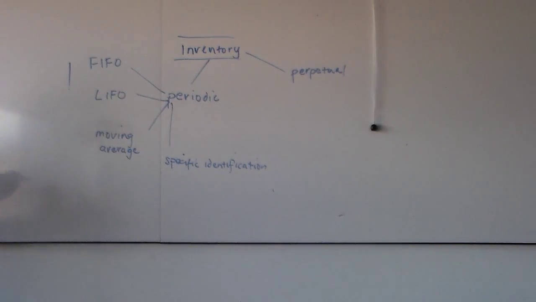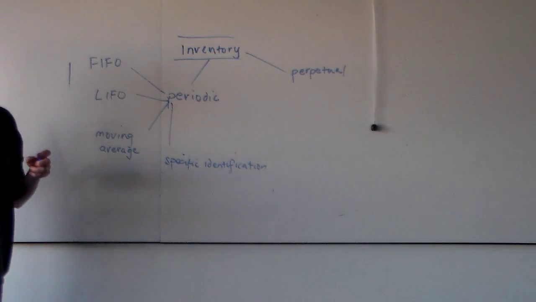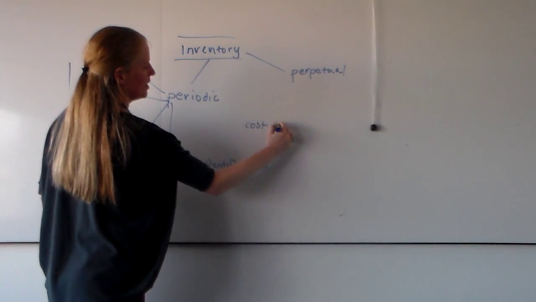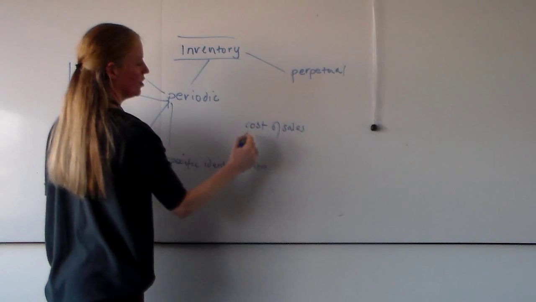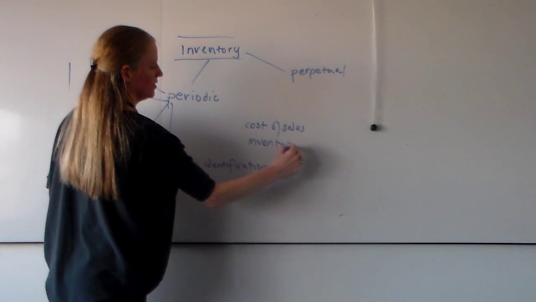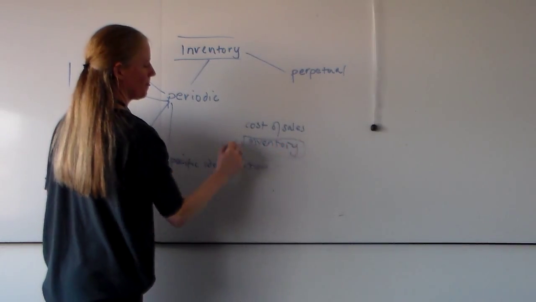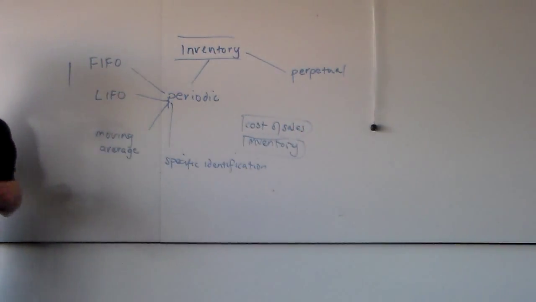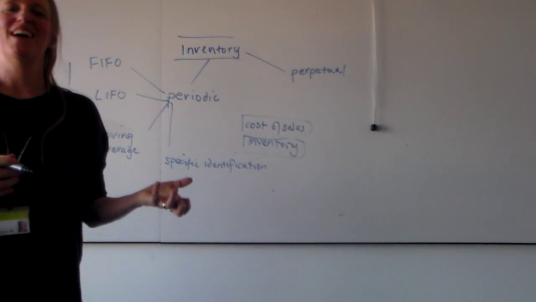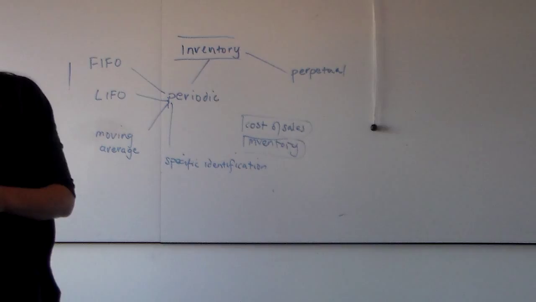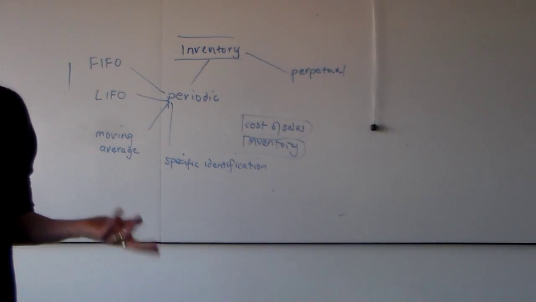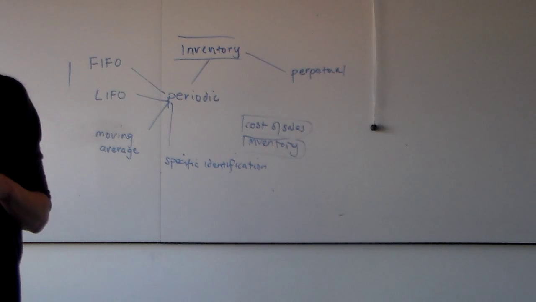So, as I've said, when you're accounting for inventory, we know that we've got cost of sales in our income statement, and we've got inventory in our balance sheet, don't we? So what happens in a business is that obviously we buy a whole lot of inventory, and then we sell the inventory. So we've got to determine what our cost of sales figure is going to be, and what our closing inventory figure is going to be.